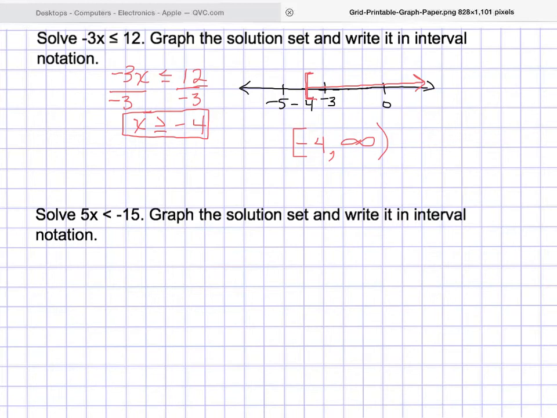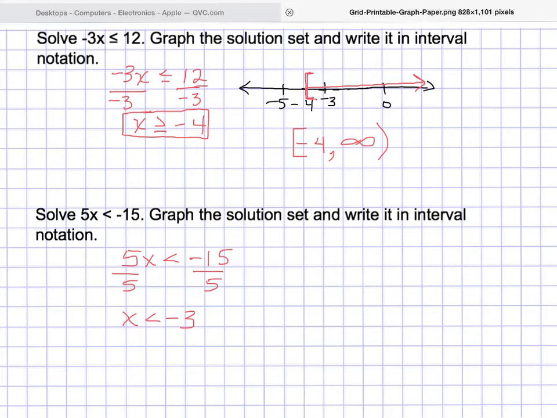Okay, next problem. Solve 5x is less than negative 15. Well, let's see what we have to do. How do we get the x by itself? Divide by 5. Notice we're not dividing by a negative here. We're dividing by a plain old positive 5, so we don't change the direction of the inequality sign. So we have x is less than, now what's negative 15 divided by 5? That's a negative 3. So now we have all x that are less than negative 3.